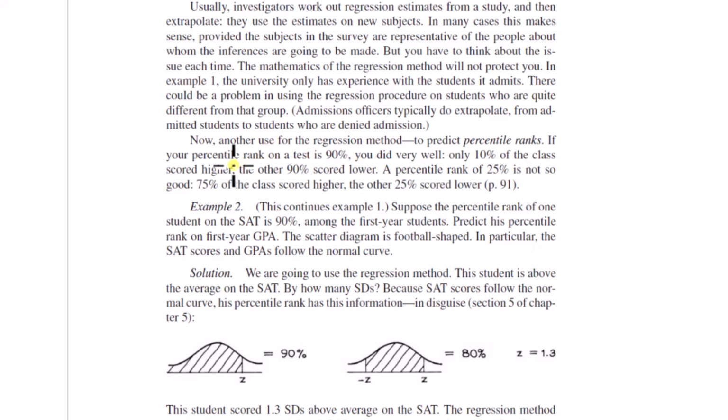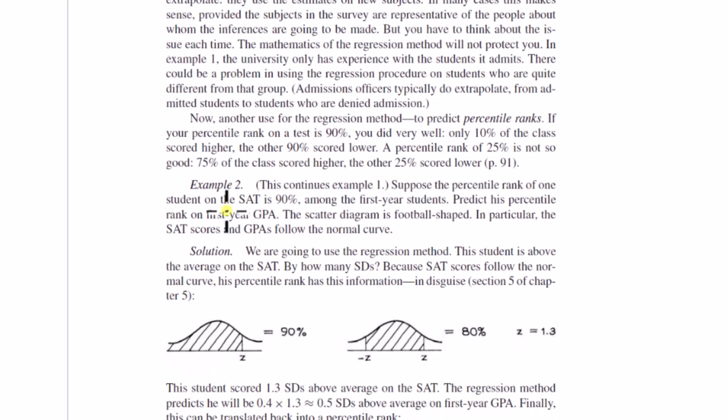So they're saying that if your percentile rank on a test is 90%, you did very well. Only 10% of the class scored higher. The other 90% scored lower. A percentile rank of 25% is not so good. 75% of the class scored higher. The other 25% scored lower.